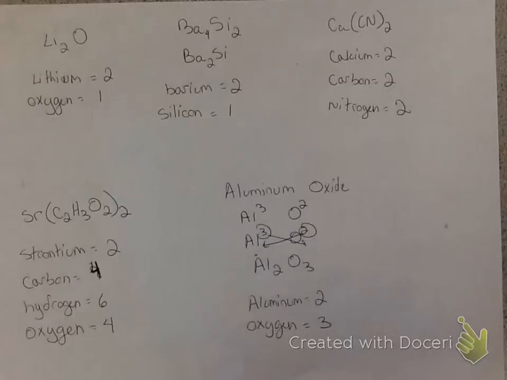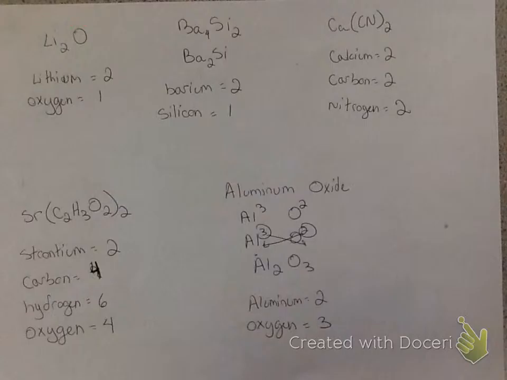Alright, in this video we're going to count how many of each type of atom we have in a compound. So we're going to start with this first one, and just to name it, it's lithium. Cation is lithium, anion is oxygen. We change the ending to -ide, so we have lithium oxide.